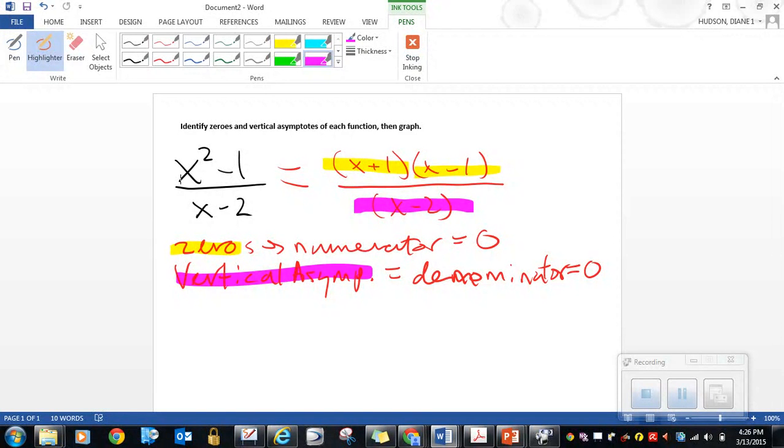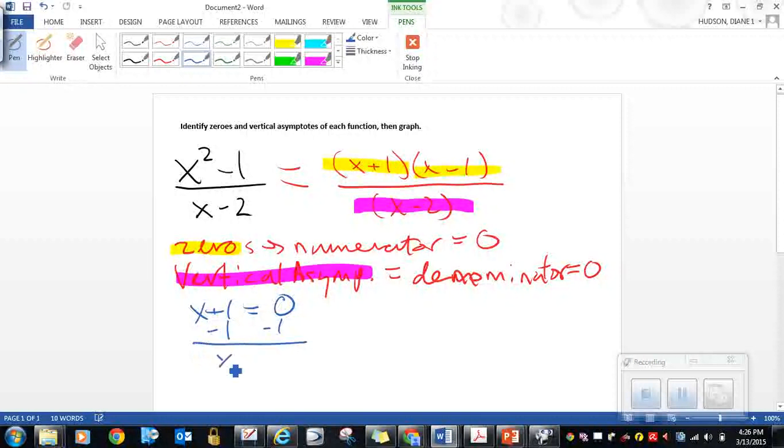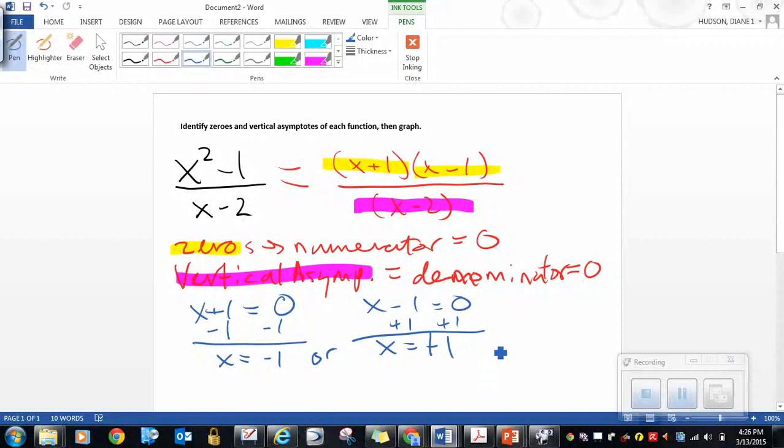So let's go back to solving. So first, x plus 1 equals 0. Well, we solve for 0, and I get x equals negative 1. Or we have x minus 1 equals 0, plus 1, plus 1. And I know it looks like you could do it in your head, but you want to do the math every time. So these are your zeros. X equals negative 1, x equals positive 1 are zeros.